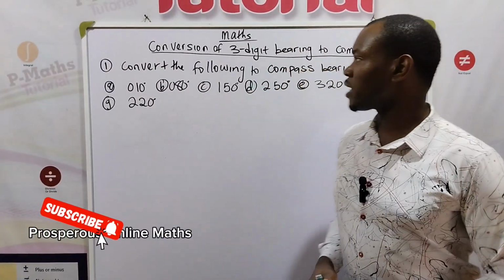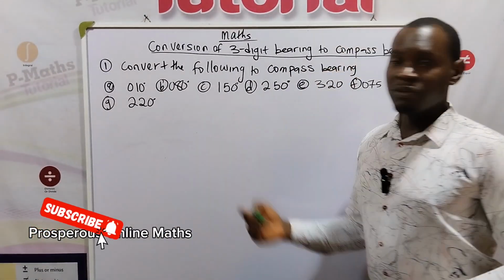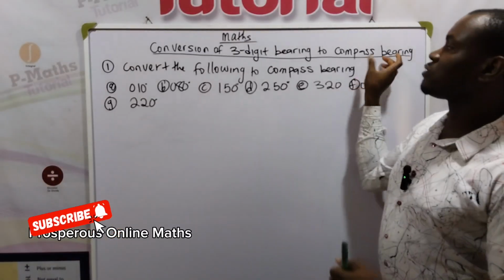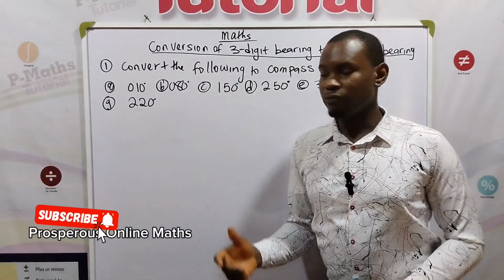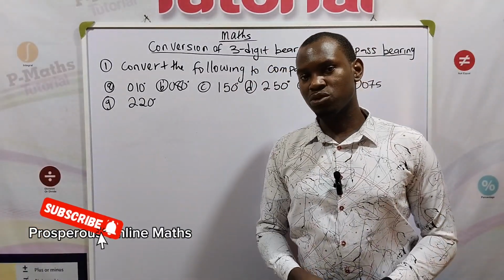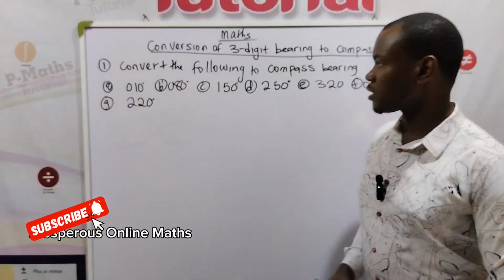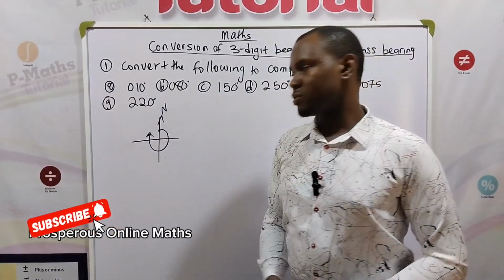In our lesson today, we are looking at the conversion of 3 digits bearing to compass bearing. In our previous video, we considered the conversion of compass bearing to 3 digits bearing. So here we have some examples that will help us convert 3 digits to compass bearing. Do well to check the previous video so that you can follow up. Alright, so let's see how we convert these angles to compass bearing.